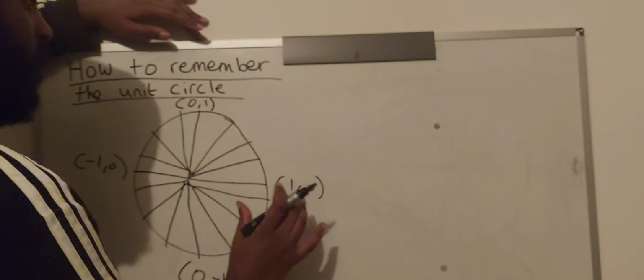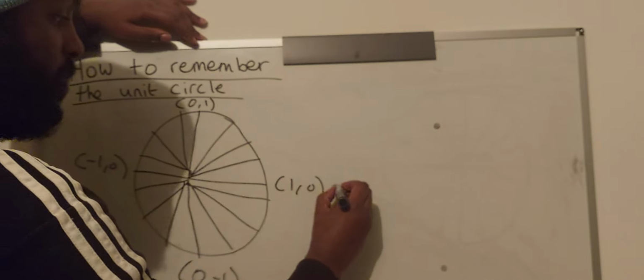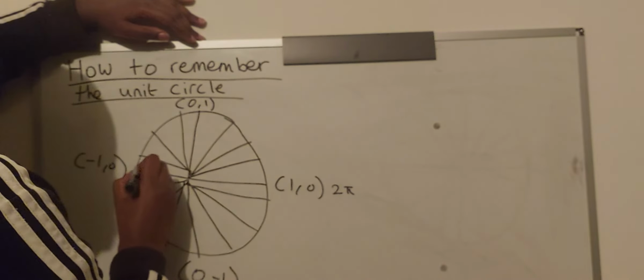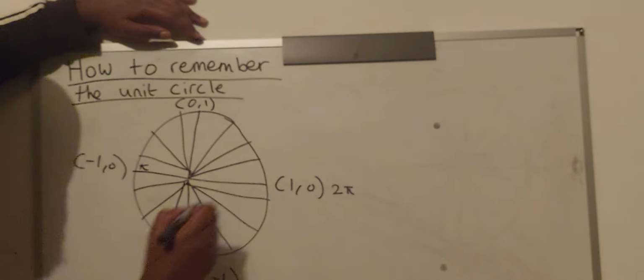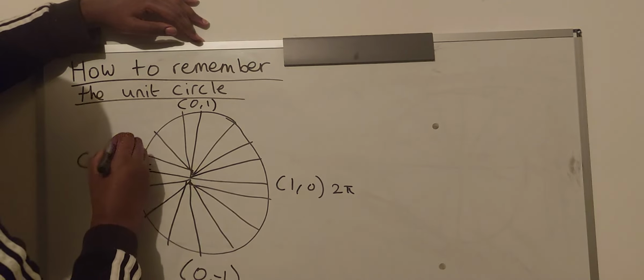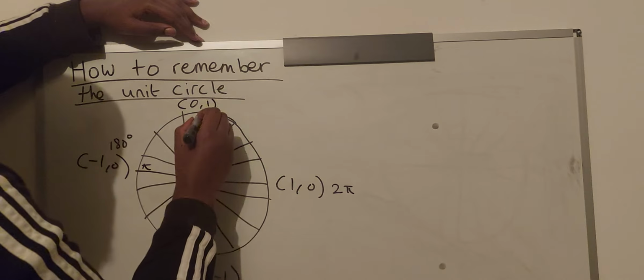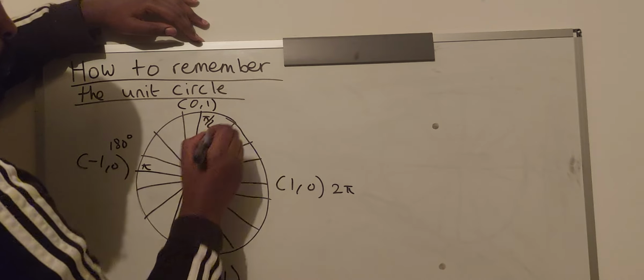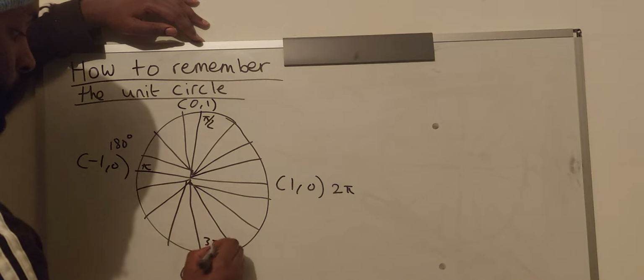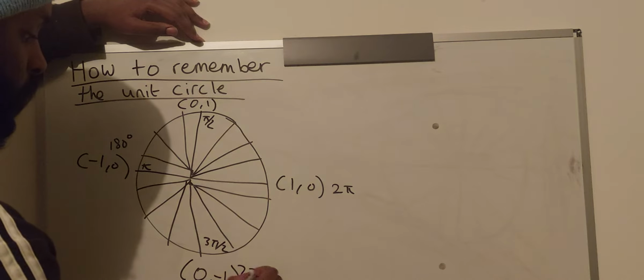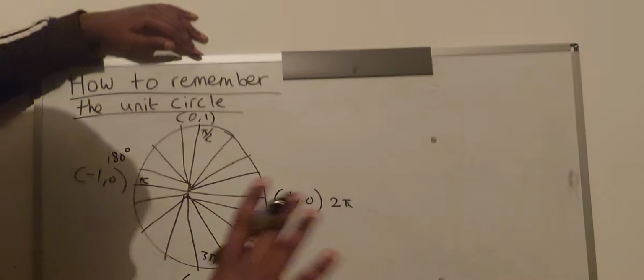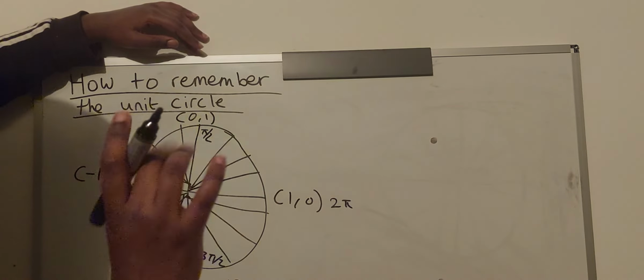As you can see, this is 360 degrees, which means this is 2 pi. This is going to be pi, which is 180 degrees. This is 90 degrees, which means it's pi over 2. This is 3 pi over 2, which means it's 270 degrees. We're not going to focus too much on the degrees right now.